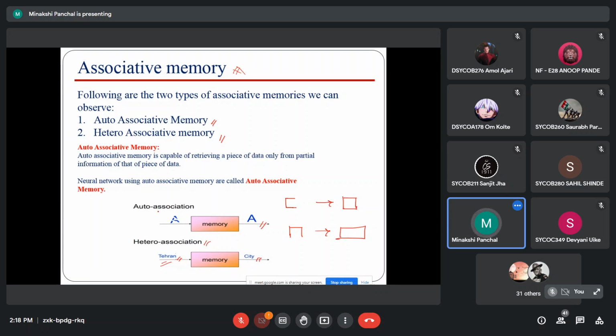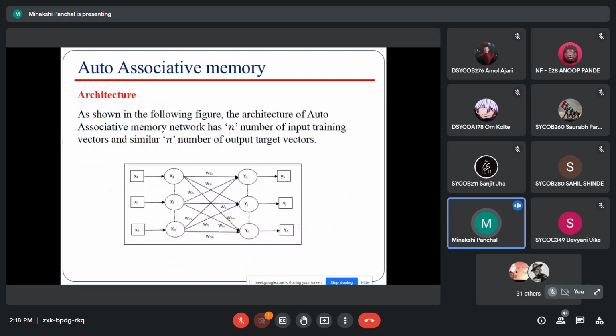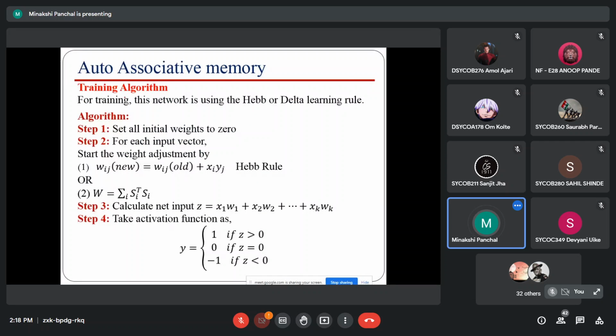Okay, so auto association and hetero association. While we see the problems, try to understand that input and output are the same here, and here input and output are different. Okay, so this is the concept of associative memory, and how you apply it at the time of problems. So let us see.